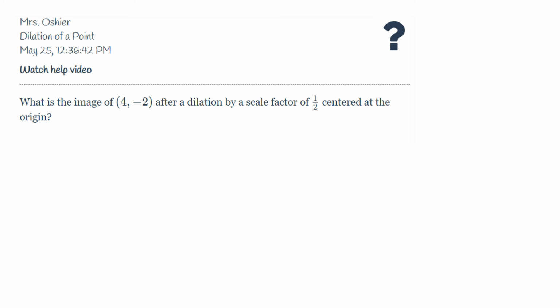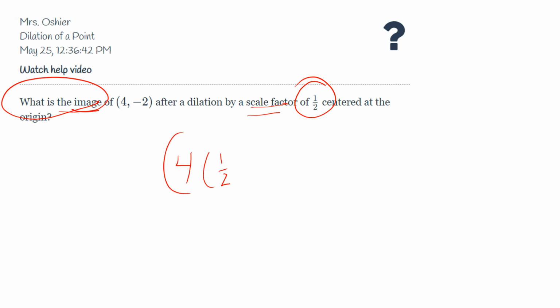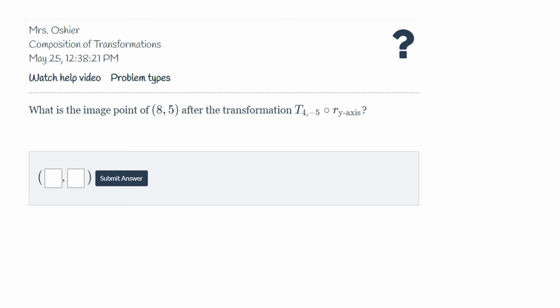For dilation, they're asking me what is the image after I've dilated this point by the scale factor of 1/2. Remember, scale factor is when you multiply, so you're just going to do 4 times 1/2 and then -2 times 1/2. That's how you dilate. You simply multiply by the scale factor. So we end up with 2, -1 for our answer on the dilation.